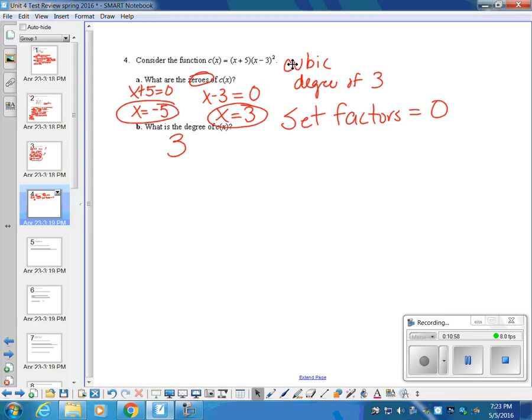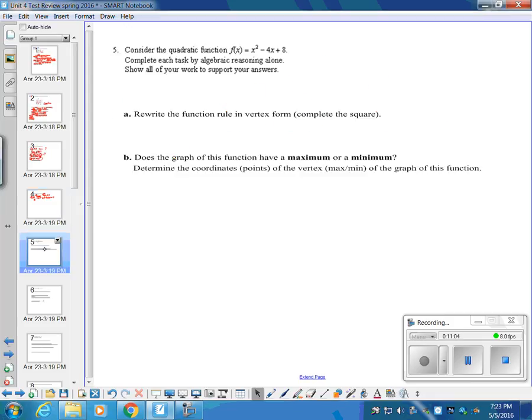Okay, number 5. You've got a quadratic function, x squared minus 4x plus 8. You've got to rewrite the function rule in vertex form, which means you are going to complete the square. This is half it, square it, and subtract it.